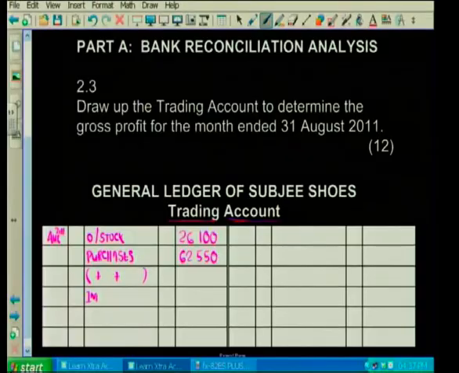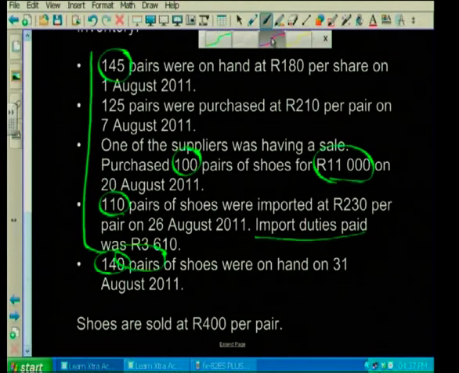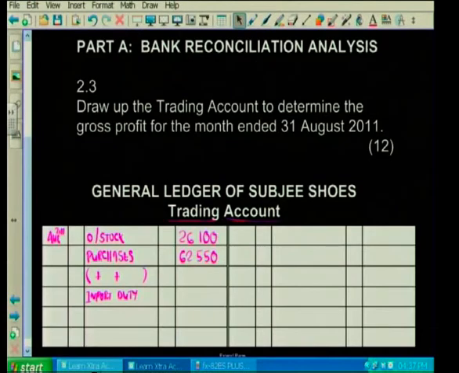Okay, what else did I have? Remember, I paid an import duty, didn't I? Import duty. And how much did I pay as my import duty? Let's go back and find the amount. Here goes. My import duties were 3,610. So therefore, import duties 3,610.